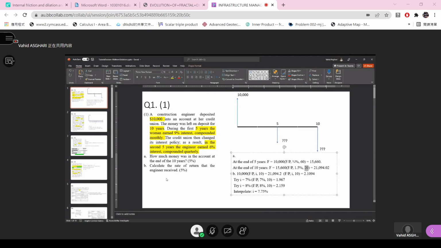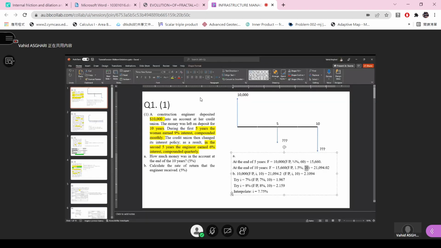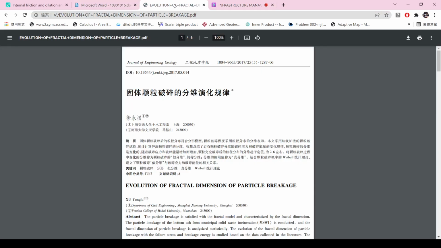So for the second part, calculate the rate of return that the engineer received. That's okay. Why? Because we have the future value, which is about 21,000, and we have the present value. We just need to find the right interest rate, either by trial and error or by doing it the way that I told you during the tutorial session. Both of them are okay, and then finally you will have to find something between 7 and 7.7 as the interest rate.